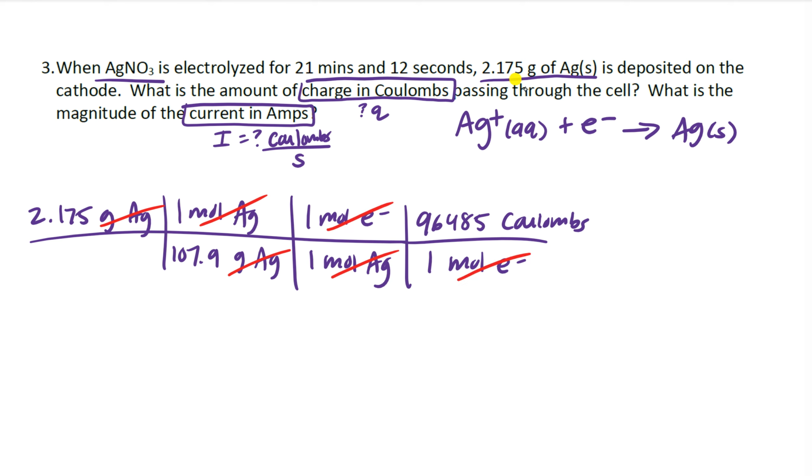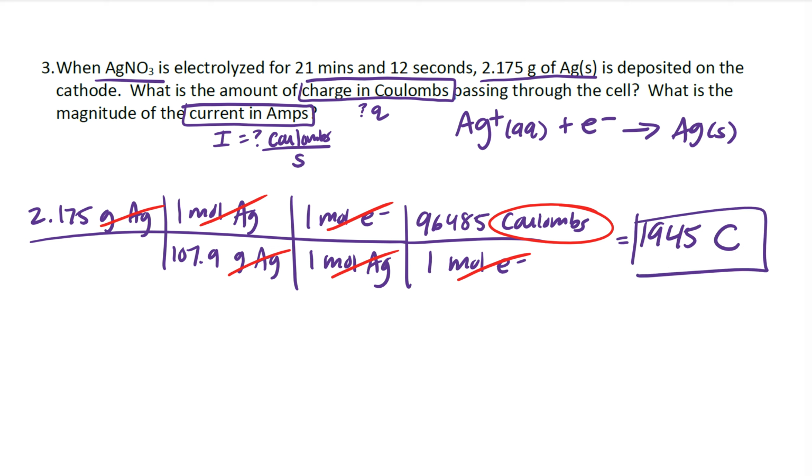And so let's answer this first question. What is the charge in coulombs? Here is my dimensional analysis. I can stop here, calculate coulombs real quickly, and I'm going to get an answer of 1945 coulombs. And now I'm just going to abbreviate coulombs as a capital C.